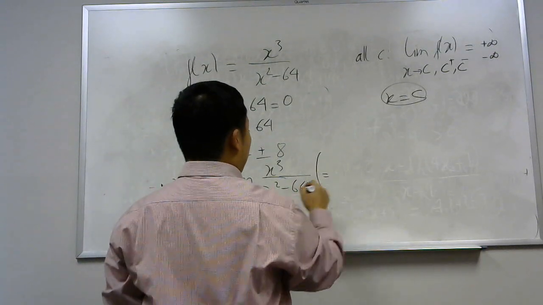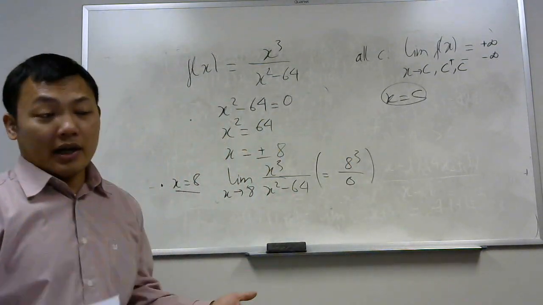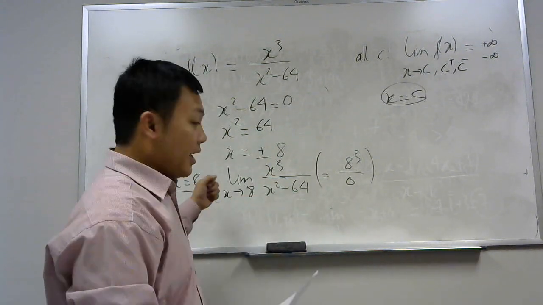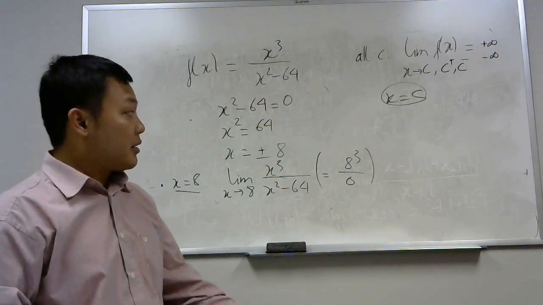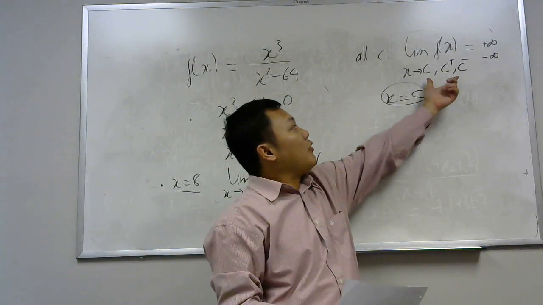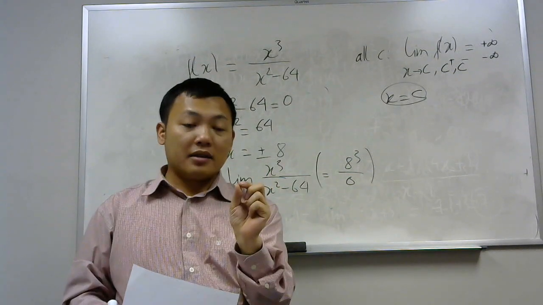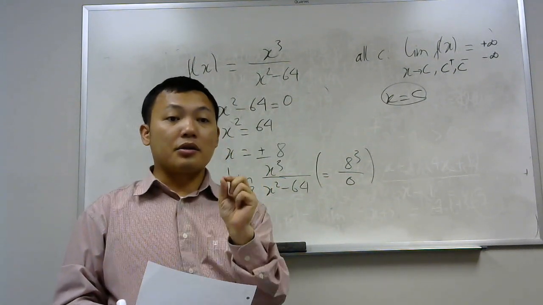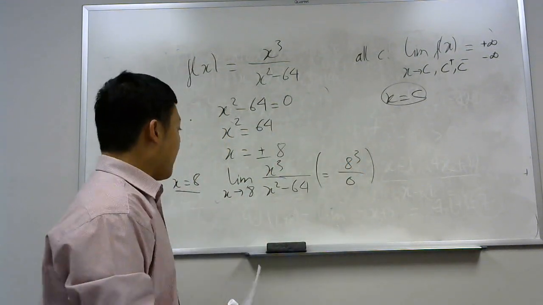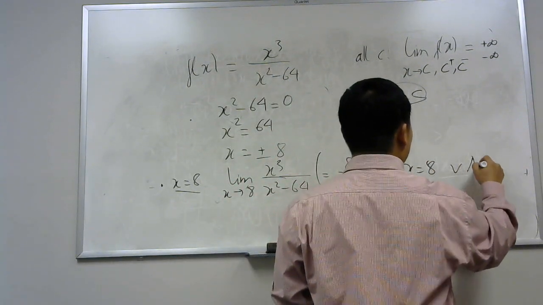And I see, when I plug 8 into this function, I get 8 cubed over 0. So I can tell you right away, in this situation, you just say x equal to 8 is a vertical asymptote. Because if you have some number divided by 0, you are in one of these cases. The limit at 8 may not exist, but one-sided limit should exist and equal infinity or negative infinity. Okay? So from here you can write right away x equal to 8 is a vertical asymptote.